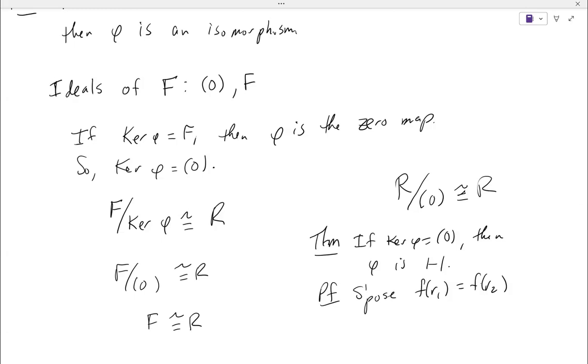So anyway, we're given something about the kernel. Kernel says something about all the things that map to 0. So if I start with those images, how can I introduce 0 into that equation? Subtract one over to the other side.